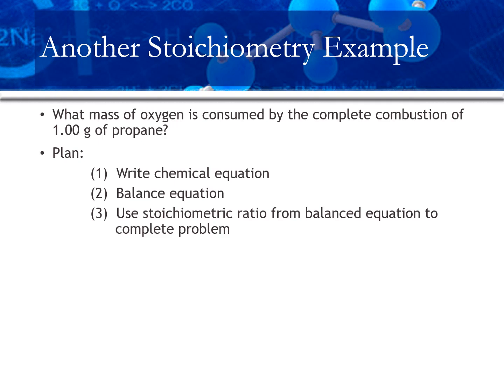So our first plan of attack is to write the chemical equation. To do that, in this case, you have to remember the formula for propane. Once we have written the chemical equation, we balance it because it has to be balanced. Once it's balanced, we can use the stoichiometric ratio from a balanced chemical equation to complete the problem. So let's see how we would do this.